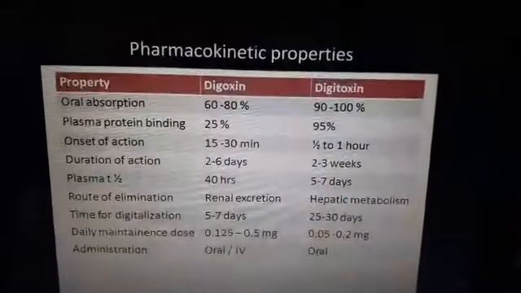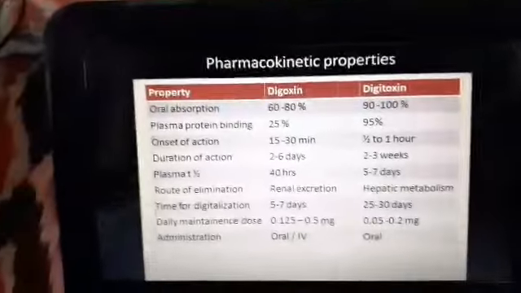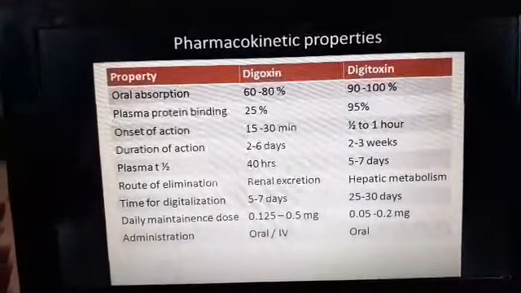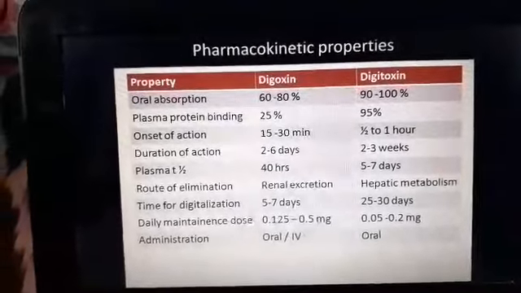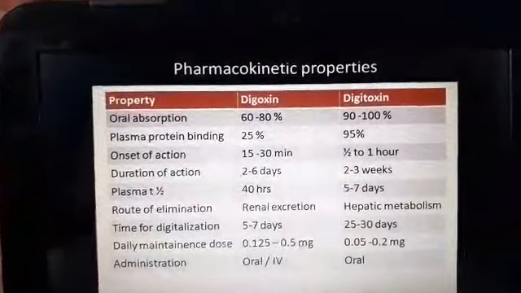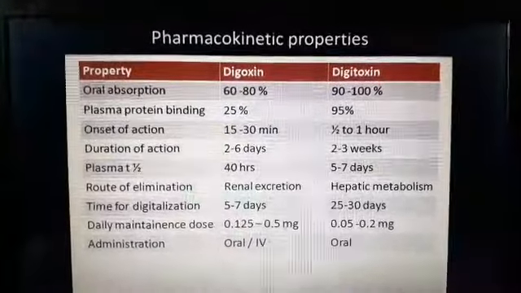Regarding pharmacokinetics, there are some differences between digoxin and digitoxin. We commonly use digoxin. Plasma binding is very high for digitoxin, so its effect persists longer. Onset of action is also rapid for digoxin, 15 to 30 minutes. Duration of action is 2 to 6 days for digoxin, 2 to 3 weeks for digitoxin.